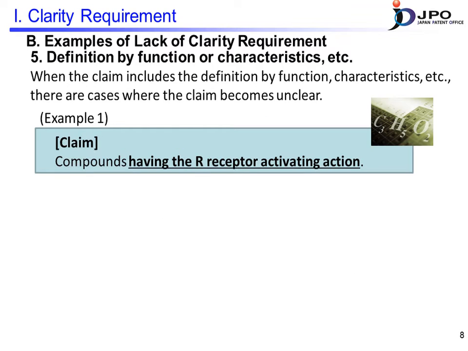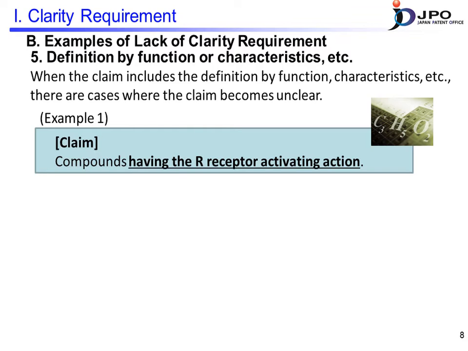Let's now look at a fifth type of violation. If a claim includes definitions by functions or characteristics rather than by structures, the claim can become unclear in some cases. Let's look at the claim in example 1.